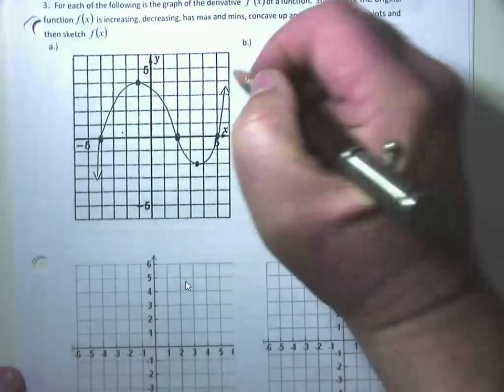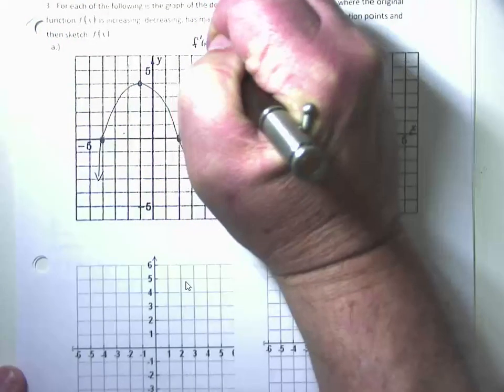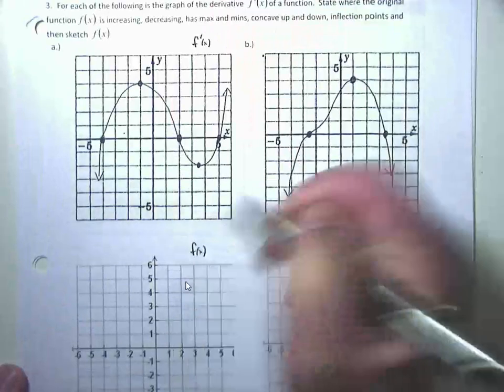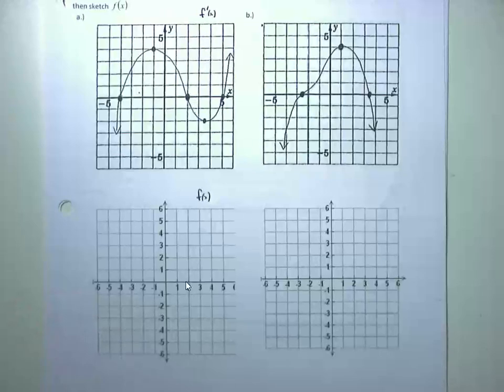All right, so remember, look at part A. This is the f prime of x graph. We're supposed to actually graph the original function. So I'm going to slide it up like this, okay? So here we go. If you're looking at a derivative graph and you want to actually graph the original function, the first thing you need to find is your max-min points.